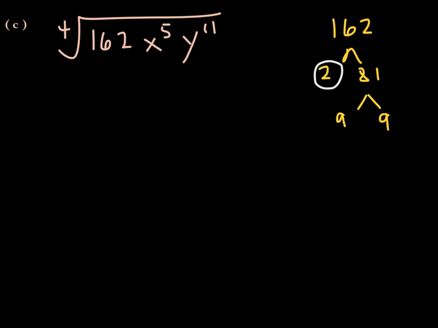9 is not a prime number, so we're going to keep on going. So each of these 9s represent a pair of 3s. Now 3 is prime, so we are done with our factor tree.